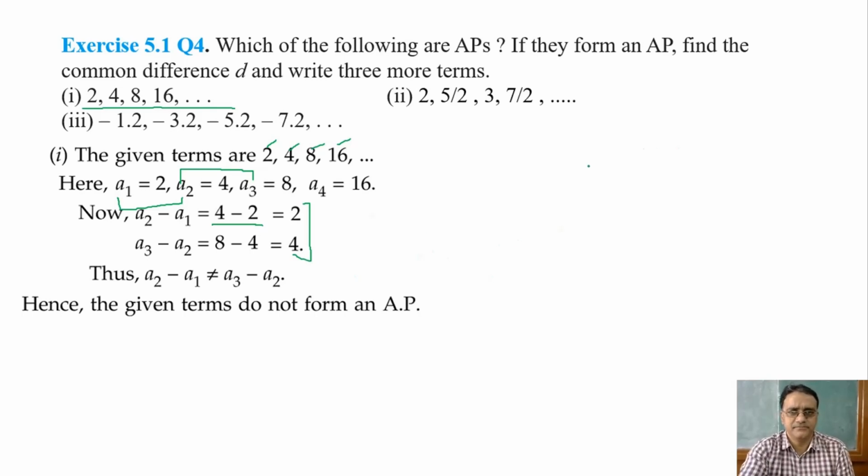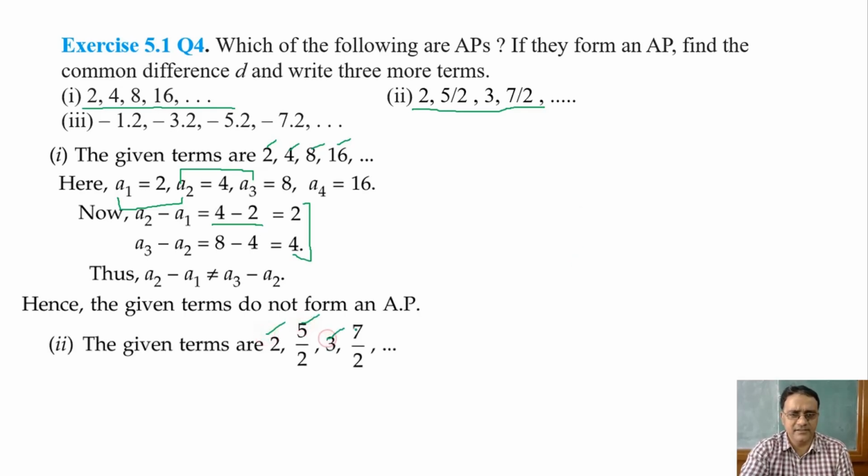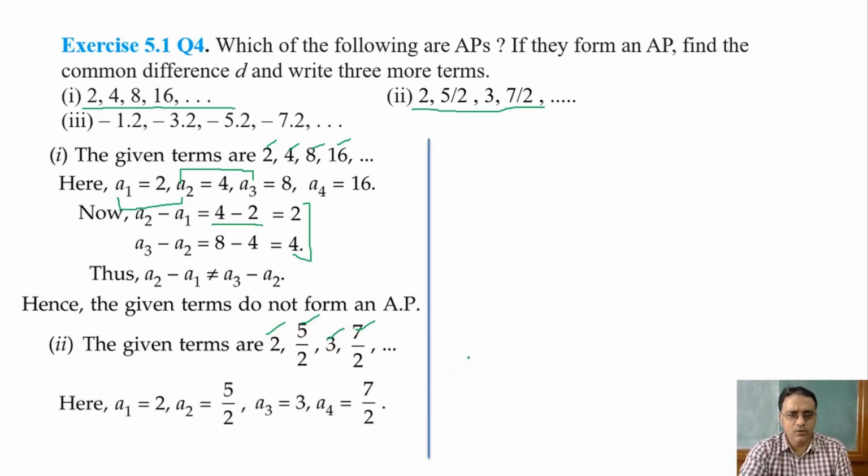Next question. 2, 5 by 2, 3, 7 by 2. So this is A1, A2, A3, A4. Now we will find A2 minus A1. So 5 by 2 minus 2, what are we getting? 1 by 2. Right, 1 by 2.